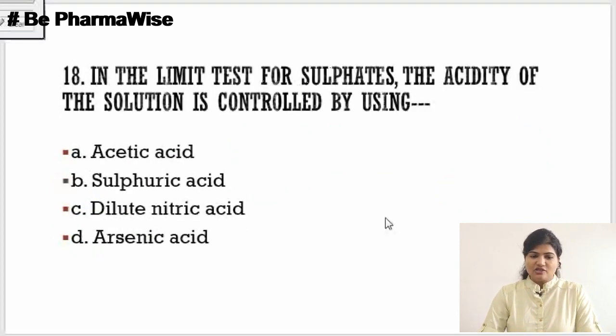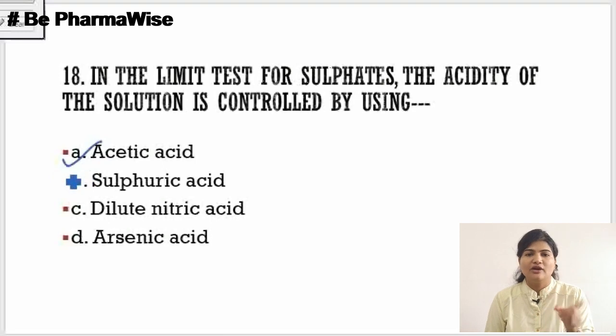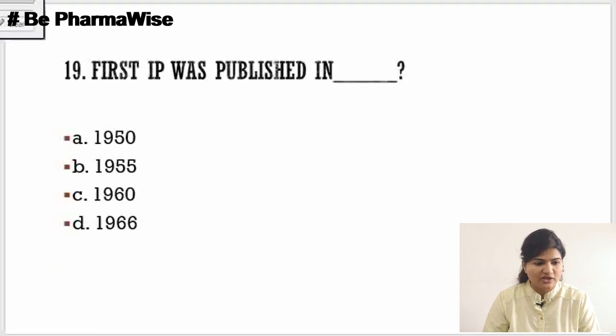Okay, 18th MCQ. In the limit test for sulfates, the acidity of the solution is controlled by using. Now for sulfate limit test, the acidity is controlled by using acetic acid. Now you have to read the limit test for sulfates. You go through the limit test for sulfate. Okay, I am moving to the next question.